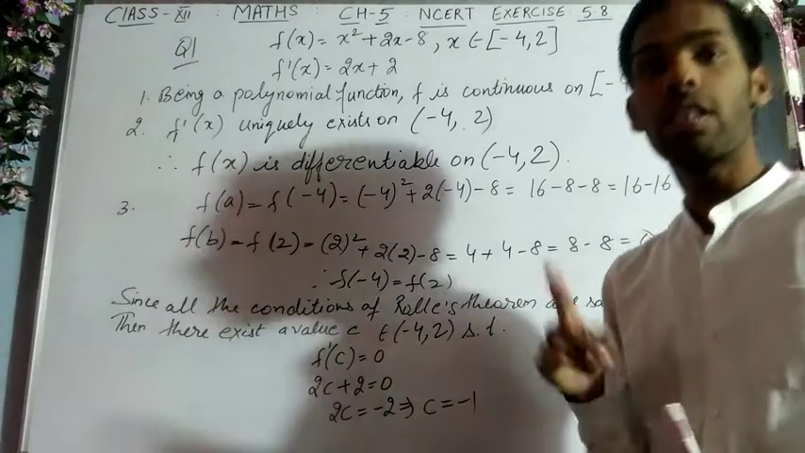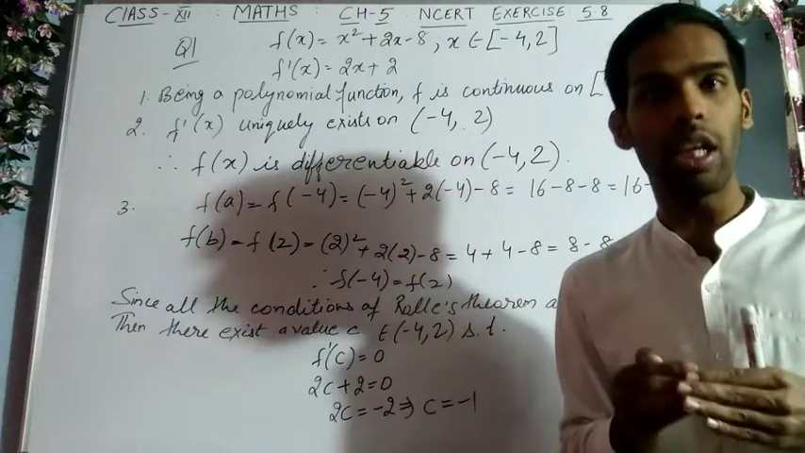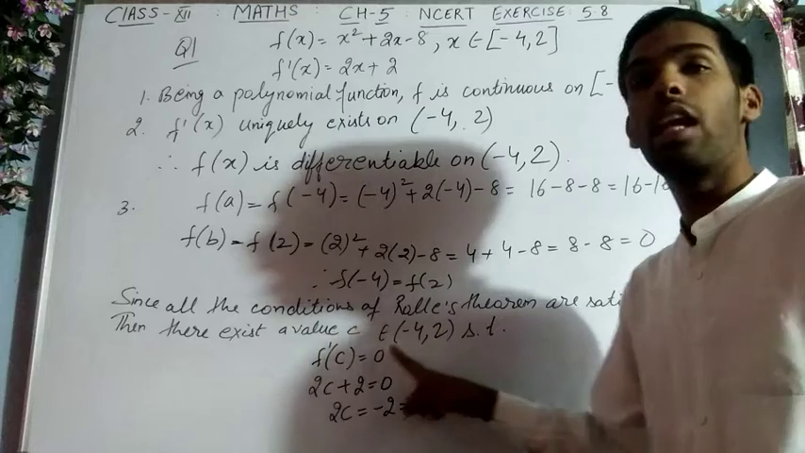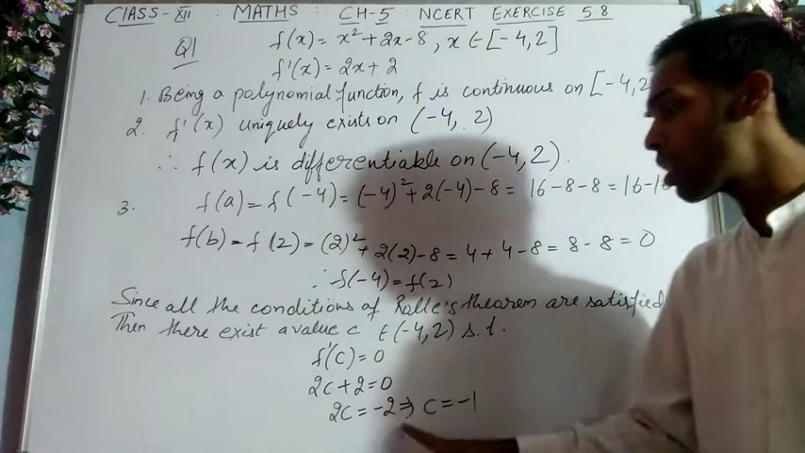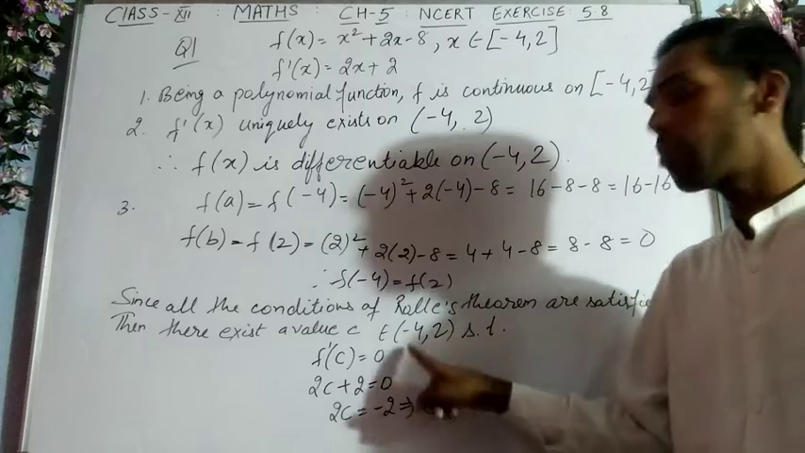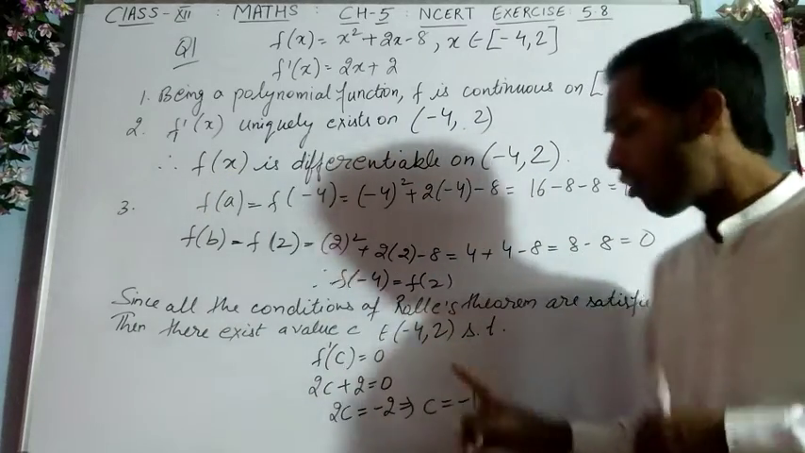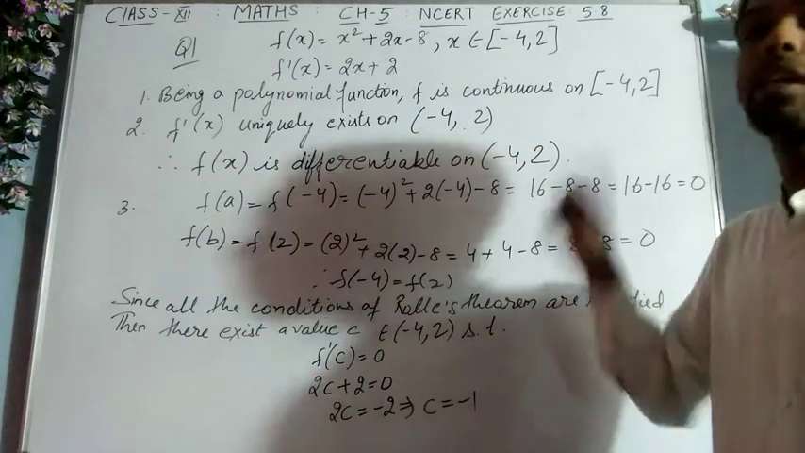देखिए स्टूडेंट्स, क्वेश्चन की स्टेटमेंट क्या है कि अगर ये सारी की सारी कंडीशन सेटिस्फाइड होती हैं तो वहां पे एक वैल्यू c एग्जिस्ट करनी चाहिए जो इनके बीच में लाई करनी चाहिए. That must lie between minus 4 to 2. तो जो आपके पास c की वैल्यू आई है minus 1, कब इसके बीच में लाई करती है? Minus 3, minus 2, minus 1, 0, 1. Of course, this value lies in between minus 4 and 2. So that means this theorem is verified.